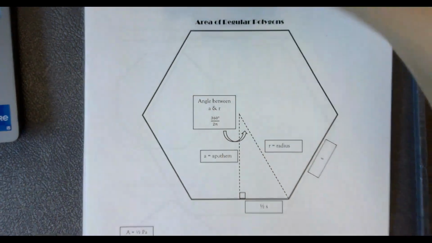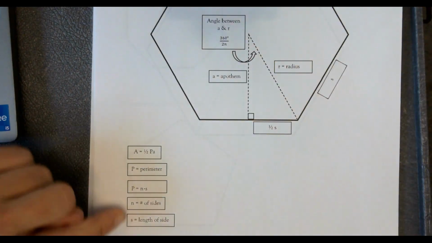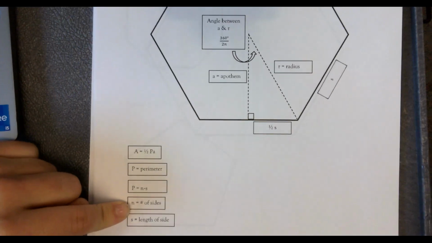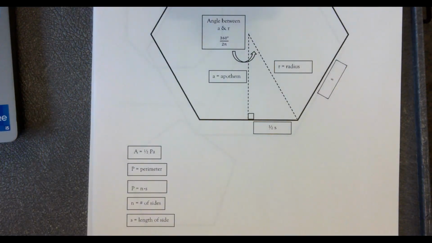Okay, so if you look at the bottom here, it says that n is the number of sides. Okay, so here, this is a hexagon, it has 6 sides. We would do 360 divided by 2 times 6. Okay, so that's one thing that we have to know.